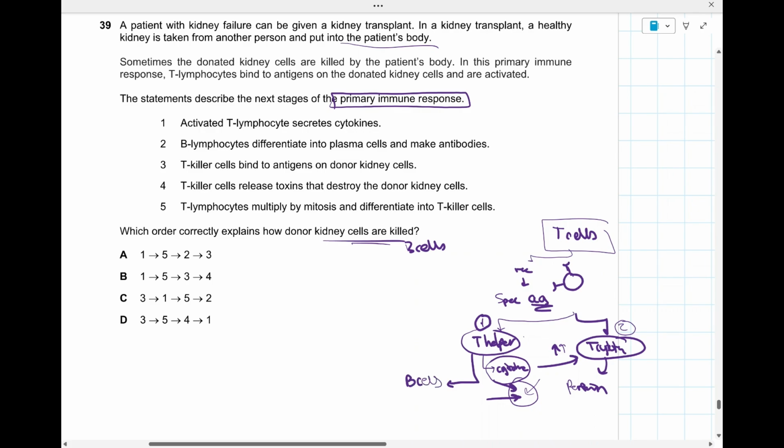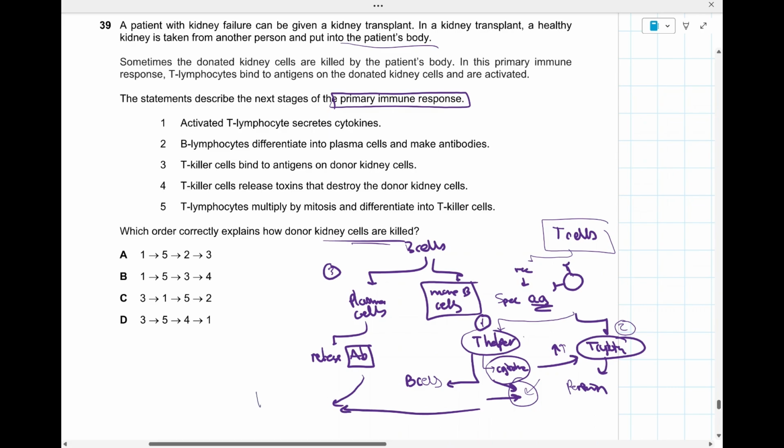And now these B cells, which is the third step, differentiate into plasma cells and more B cells and memory cells. Now these plasma cells release antibodies, which then all respond to the target, which is in this case the kidney.